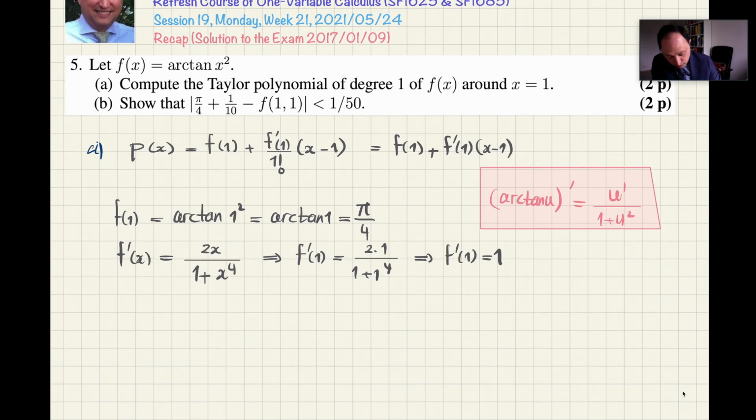And then everything is ready, so my Taylor polynomial is equal to f of 1, which is pi over 4, plus f prime of 1, which is 1, multiplied by x minus 1. So this is very, very simple.